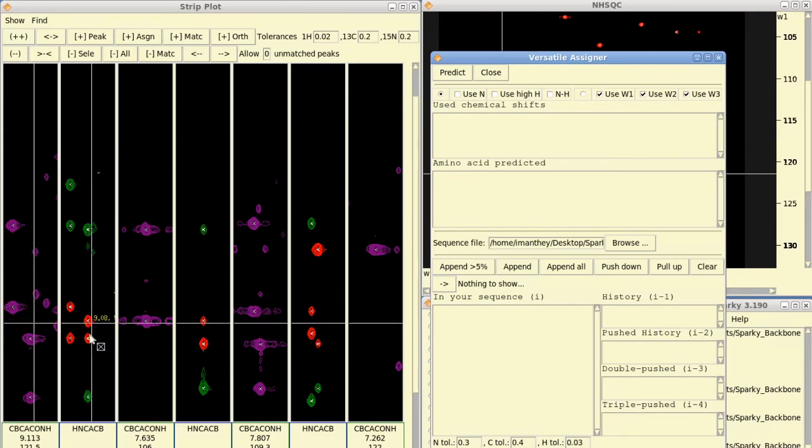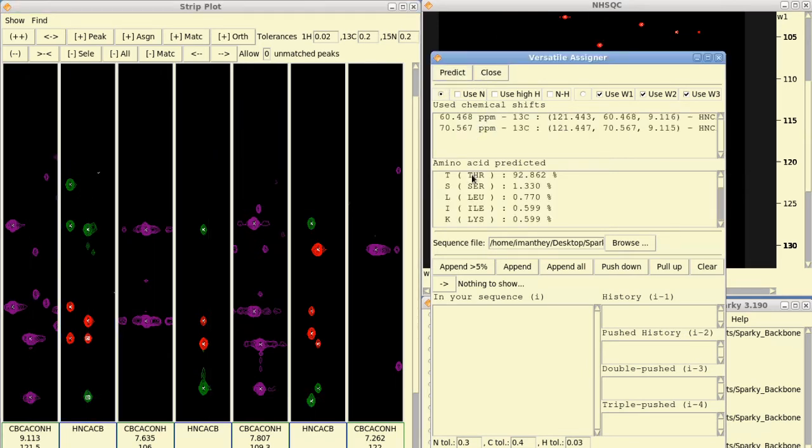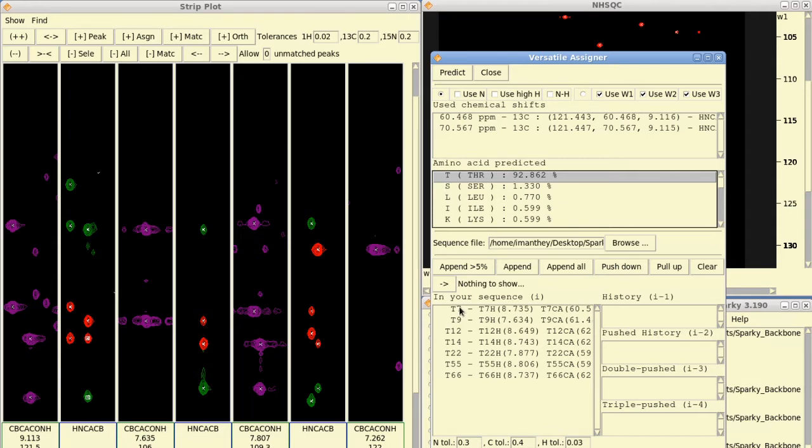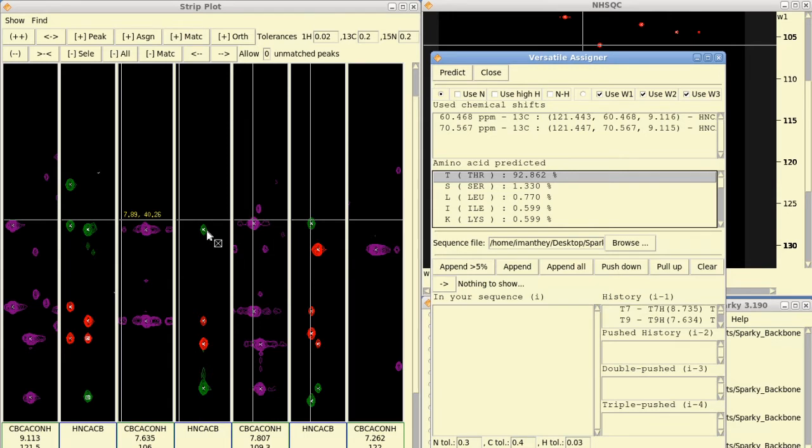So we're going to start here by using the carbons alpha and beta of our first residue. Predict here at the top left, and it'll show us all of the predictions for all of the amino acids. Generally, we're only going to pay attention to the above 5%, although sometimes that can be misleading. There are some times where predictions will fall under 5%. And so here we can see down in your sequence all of our amino acids that are T in our sequence. With only 1 residue, versatile assigner won't be able to do anything for you but assign it. So we're going to go ahead and append all above 5%. This is going to put them all in our I minus 1 history. That way we can move to a new I residue.